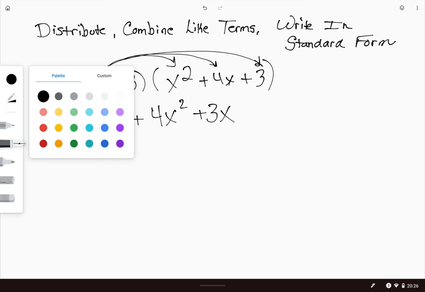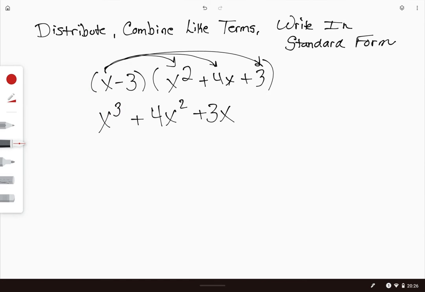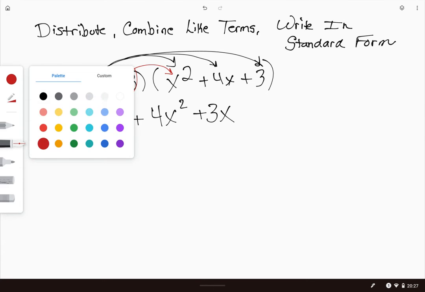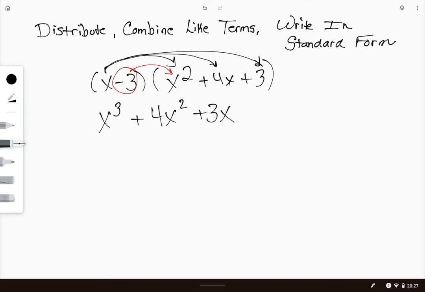Now, like I told you yesterday, and I have stressed from the beginning of the year, you are now distributing a negative 3, okay? That minus sign stays with it. So when I distribute negative 3 to x squared, I get minus 3x squared. When I distribute that to the 4x, I get minus 12x. And when I distribute that to the 3, I get minus 9. So I distributed. Now I just simply need to combine all of my like terms and write in standard form.